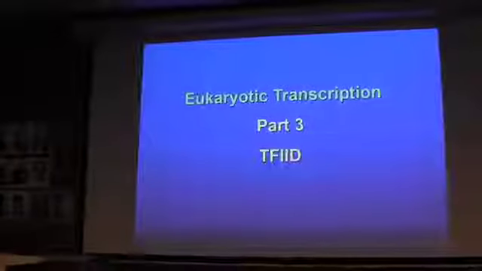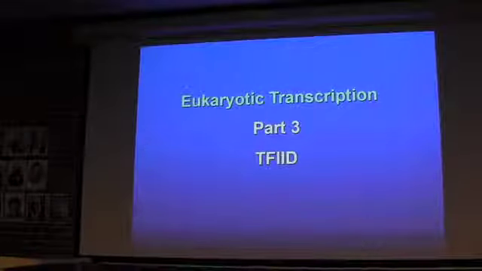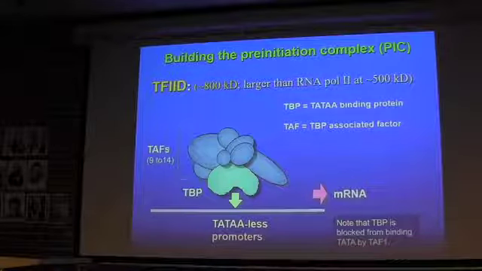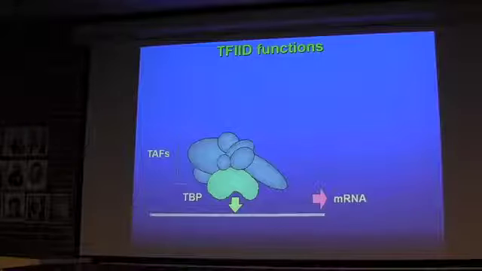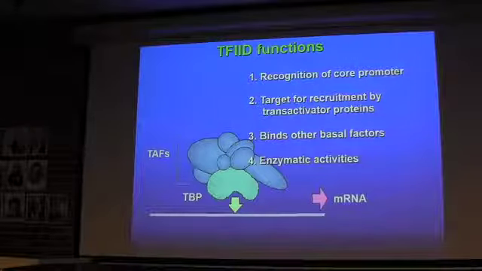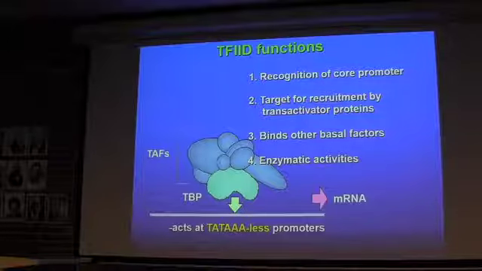And the first to arrive, and the first we're going to discuss, is transcription factor 2D. And we've talked about how it's TBP, which is TATA binding protein, and its friends, the TBP associated factors. And we talked about the roles that TFIID does. It recognizes the core promoter. It's a target for recruitment by transactivators that are bound at the enhancer or upstream elements. And then it in turn recruits other basal factors, and one of the TAFs has enzymatic activity. That's the largest, which is TAF1.